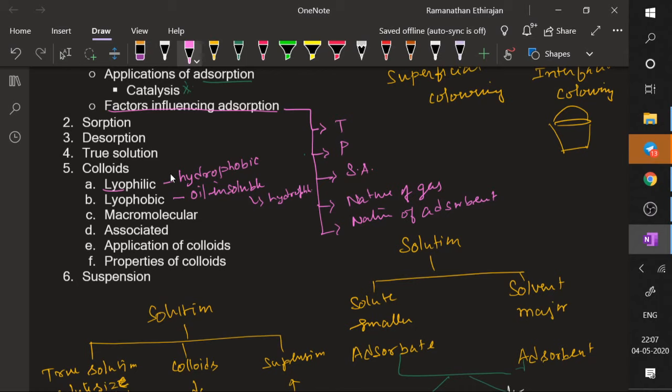and applications of colloids, then the properties of colloids. With regard to properties of colloids, there are some important aspects to be discussed. Here we have the optical effect, called the Tyndall effect. You would have heard about this in your 10th standard also, the scattering of light. Because of the size of the dispersed colloidal particles, scattering of light takes place. This is the optical property of colloids.